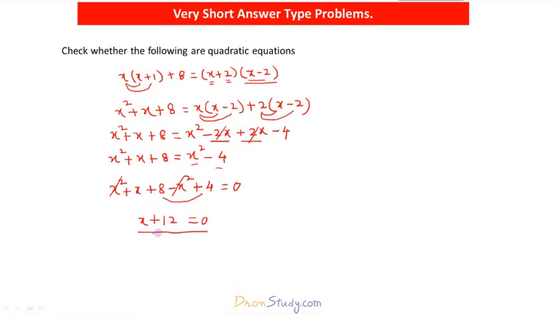Now this is the simplified version. And now check what is the highest power. Here the highest power is 1, and therefore the given equation is not a quadratic equation.